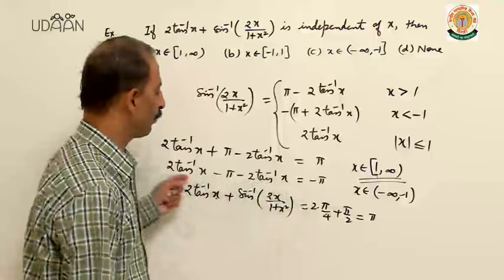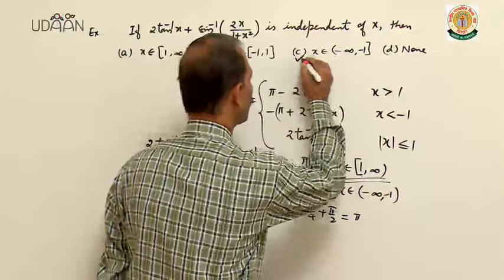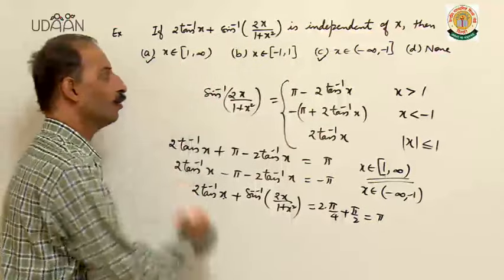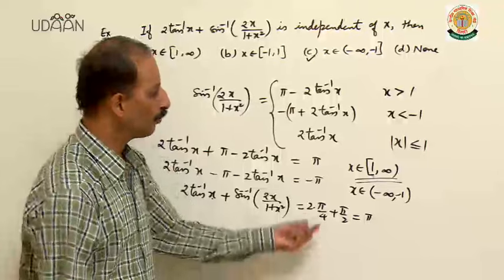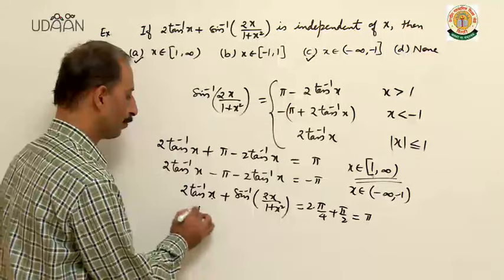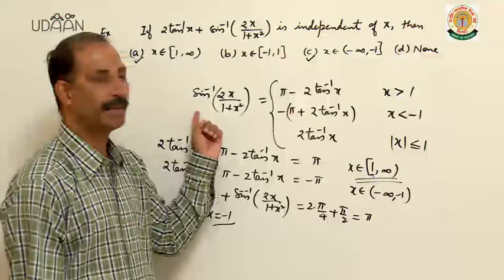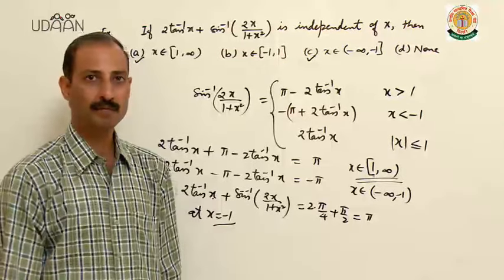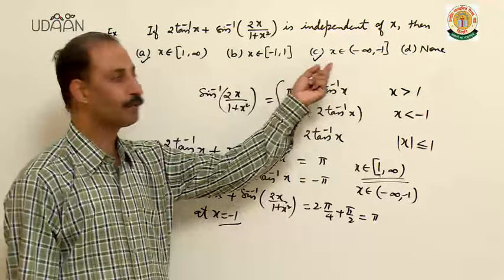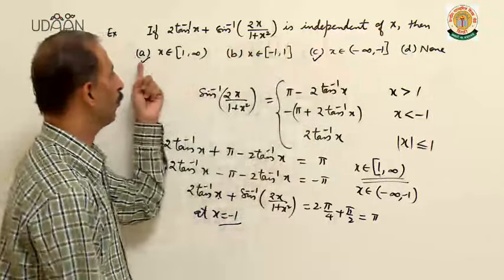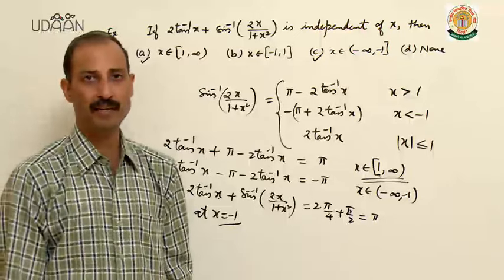Same way at minus 1 you can check. So these two answers are the correct answer: 1 to infinity and minus infinity to minus 1. At minus 1 also you can check, and again you will get it independent of x. So there are two correct answers: minus infinity to minus 1 and 1 to infinity. Then you will get it independent of x.